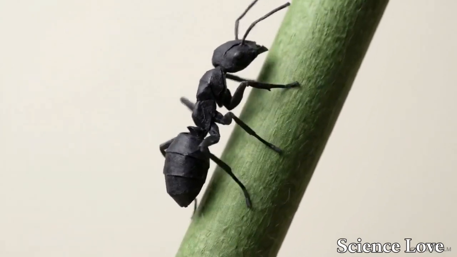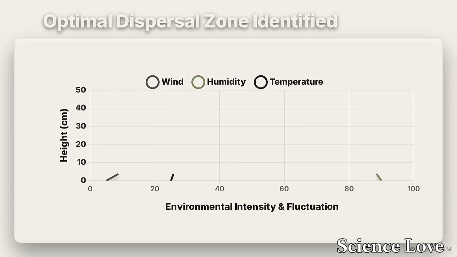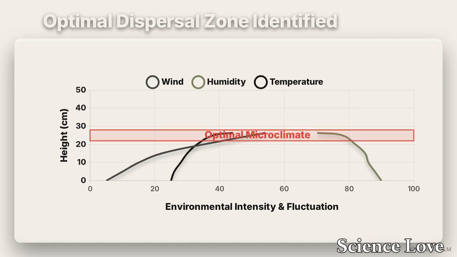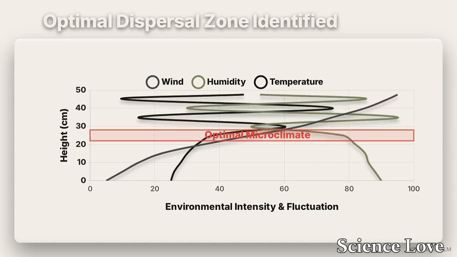Once isolated, the fungus triggers the elevation phase. It steers the ant toward a plant stem and commands it to climb. This graph shows the environmental stakes of that climb. The fungus is searching for a specific Goldilocks zone, usually 25 centimeters above the ground. This height provides enough wind for dispersal without the extreme temperature fluctuations found higher up in the canopy.